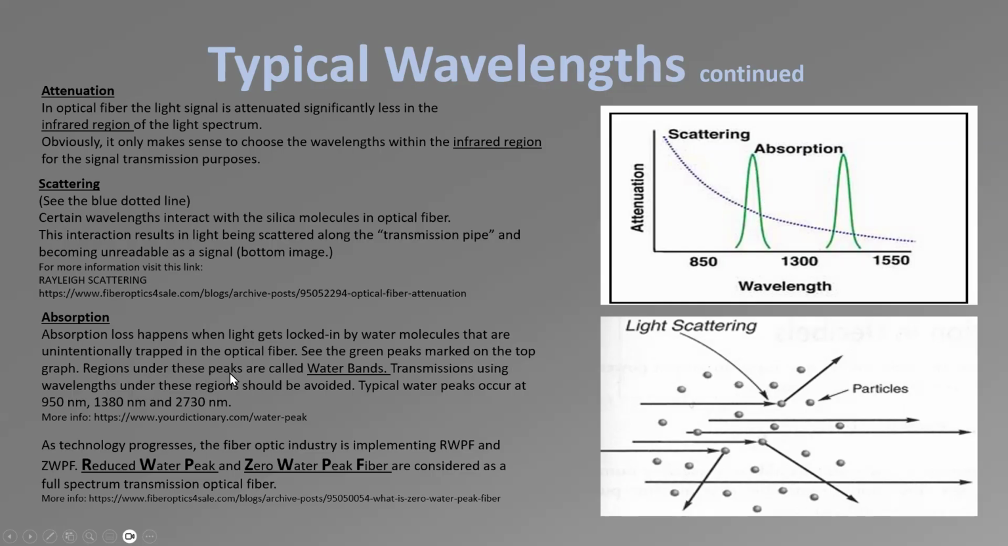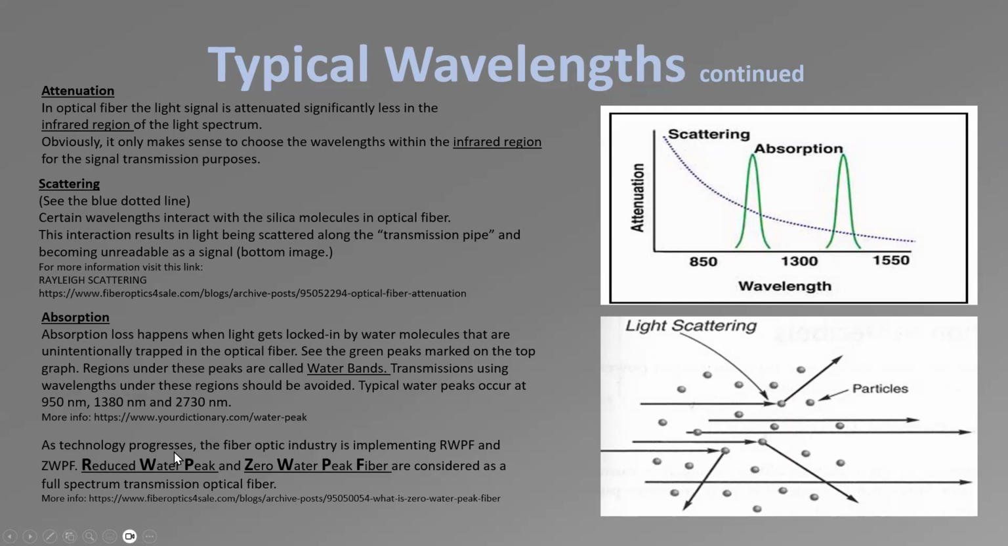Regions under these peaks are called water bands because those water particles are absorbing the light. Transmission using the wavelengths under these regions should be avoided because it's not going to happen. Typically, water peaks occur at 950 nanometers, 1380, and 2730 nanometers. More info if you want. However, there's always a but.